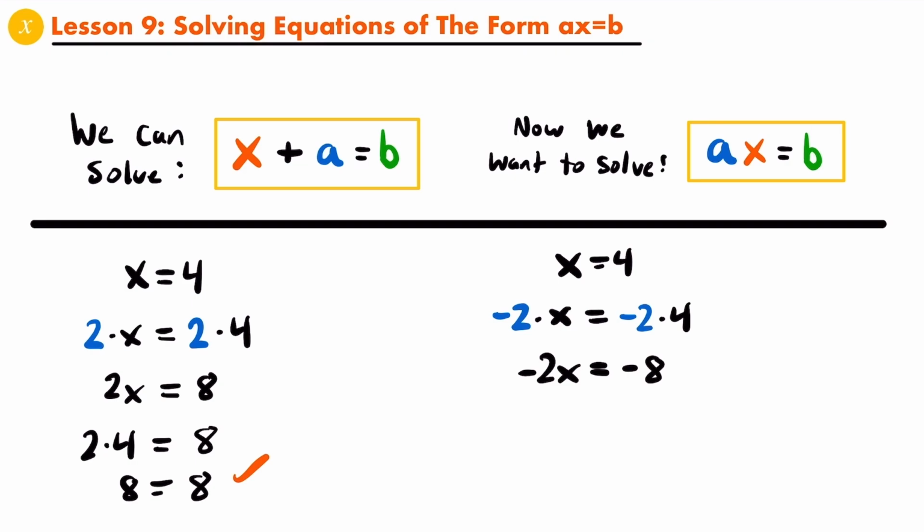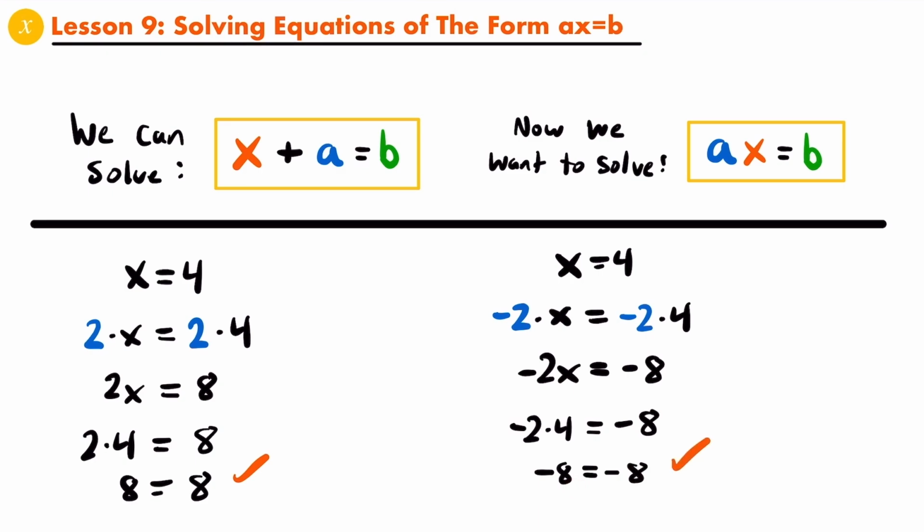Let's check that. If we plug 4 in for x, we will get negative 2 times 4 is equal to negative 8, and negative 2 times 4 is negative 8. So we get negative 8 equals negative 8. Both sides of the equation are the same number, which means that it is a true statement.